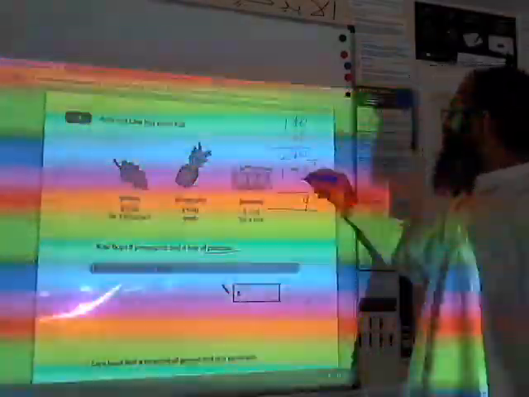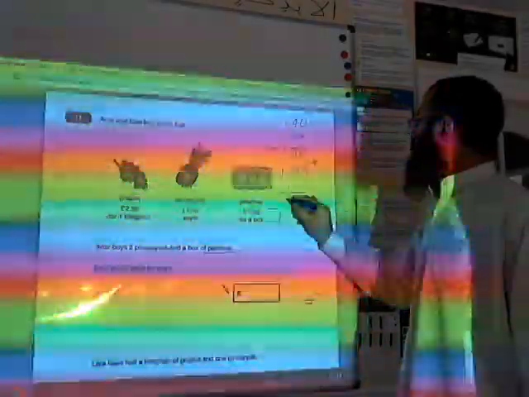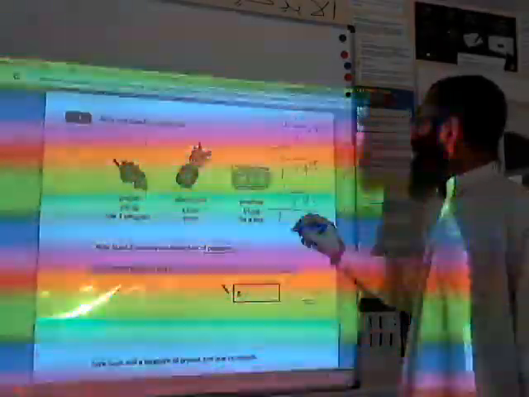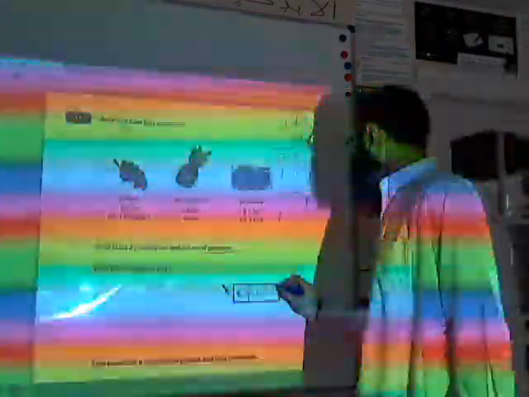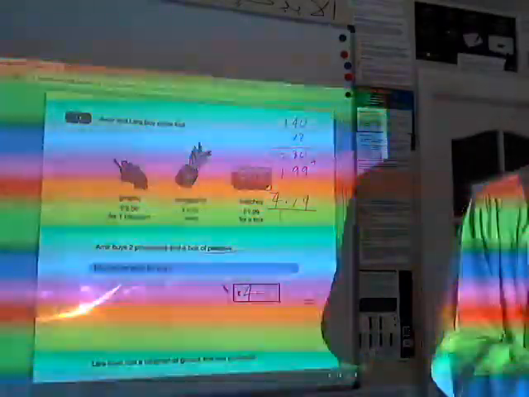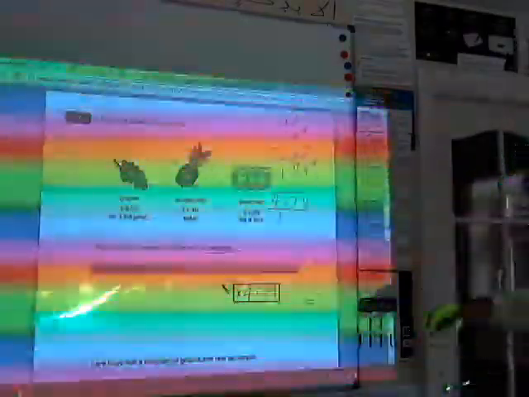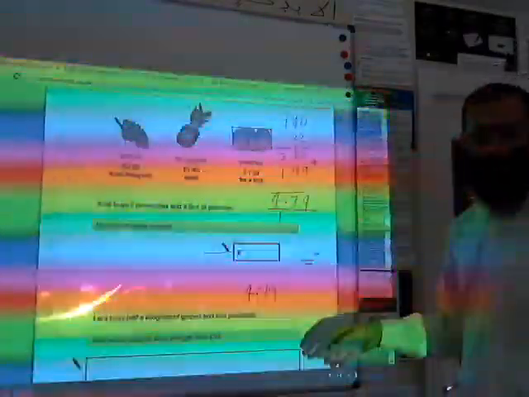9, 8 and 9 will give you 17. Copy this one. 2, 1 and 1 will give you 4. Okay, how much does he pay? He pays £4.79. Okay. Double it, add it, get the total.